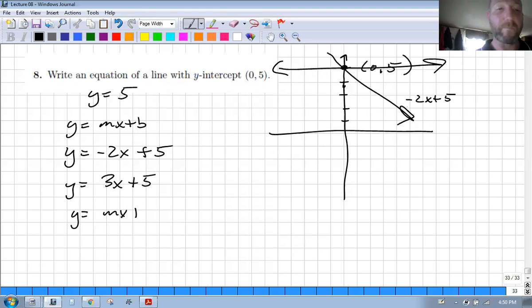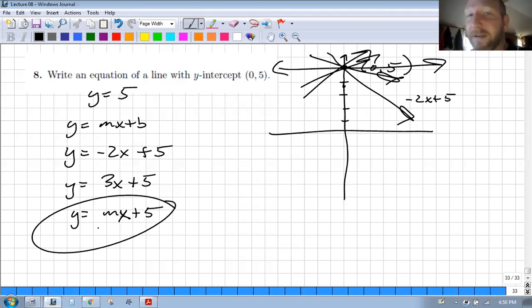Basically, anything of this form, plug in any number you want for m. If I make x 0, then y is 5. So that's how you get all possible lines through that point. Mx plus 5. Just remember the b here, that is the y-intercept. Any questions?